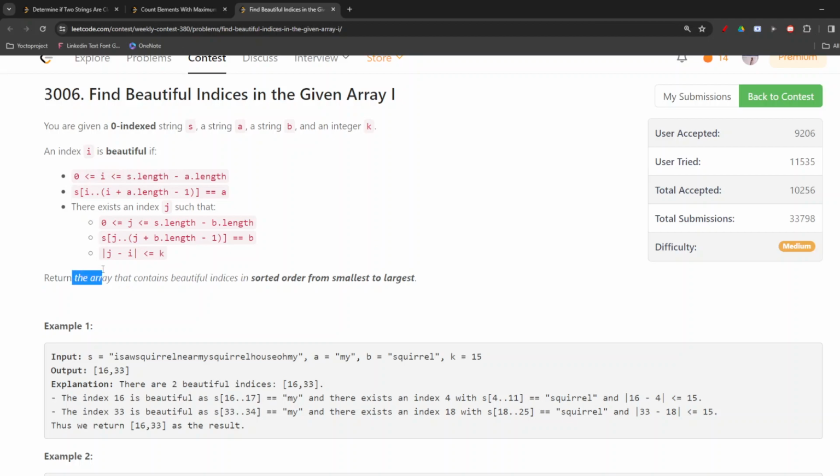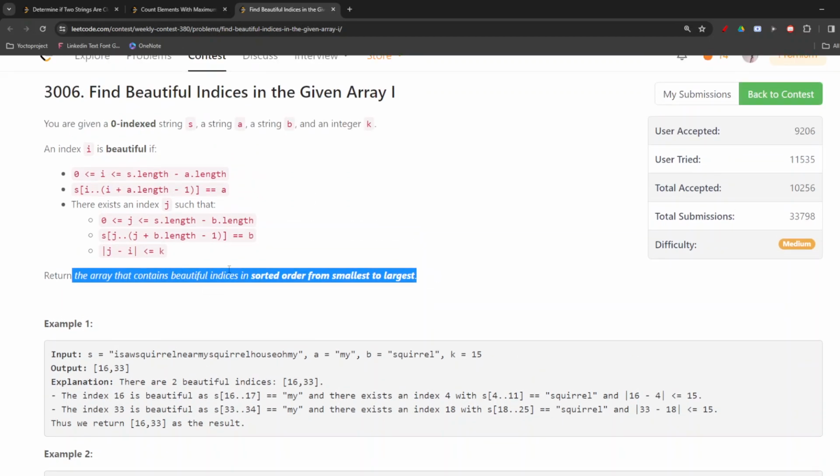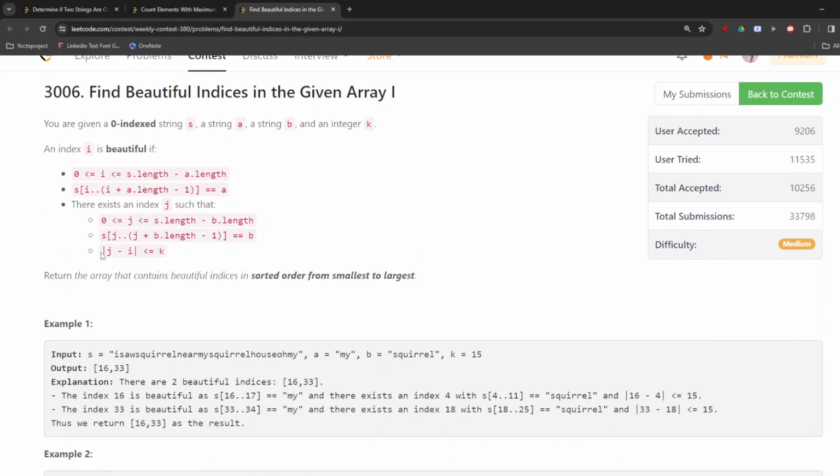And what we are required to return is the array that contains the beautiful indices in sorted order from smallest to largest. The beautiful index represents that i, and all those i we are required to return in the form of an array. That is the ask of this question. So we require index i and index j, and then we need to calculate the difference and check that all these conditions are satisfied. If yes, then this index i we push to our answer, and at the end we sort so that we get the output from smallest to largest.